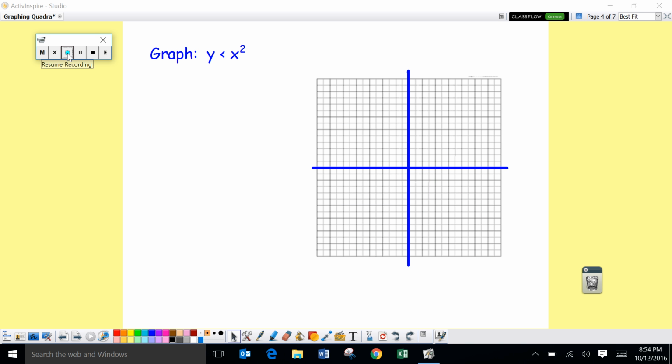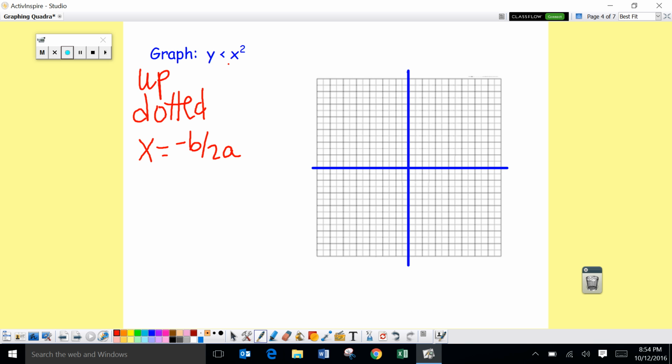Let's take a look at our second example. In our second example, we can see that our leading coefficient is positive. Since our leading coefficient is positive, we know that our parabola opens up. We know that since it is less than, it's going to be a dotted parabola, a dotted curve. We need to find our axis of symmetry by using negative b over 2a. Since there is only an x squared, the leading coefficient is 1, which is our a.